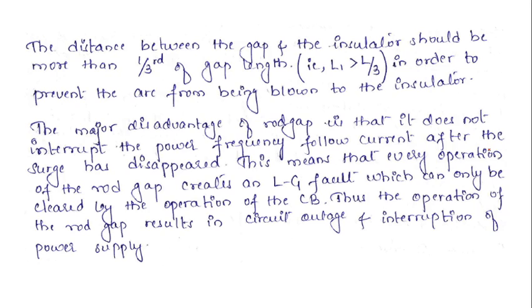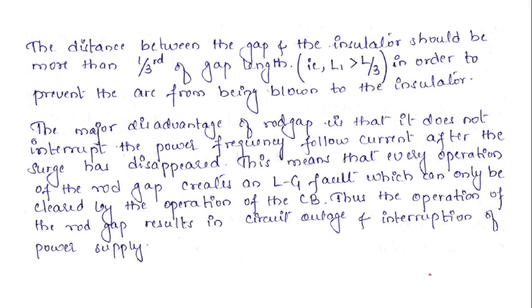The distance between the gap and the insulators should be more than 1/3 of the gap length, that is, L1 should be greater than L by 3, in order to prevent the arc from being blown to the insulator. The major disadvantage of a rod gap is that it does not interrupt the power frequency follow current after the surge has disappeared. This means that every operation of the rod gap creates an LG fault which can only be cleared by the operation of the circuit breaker.